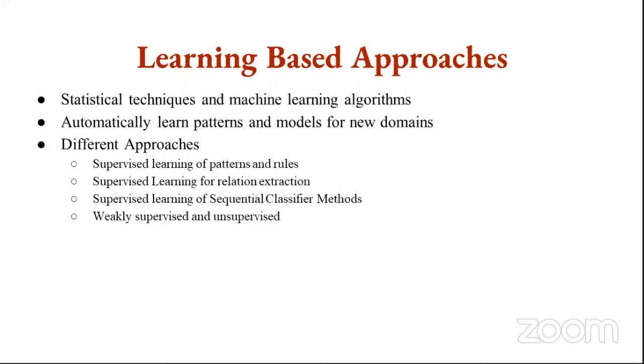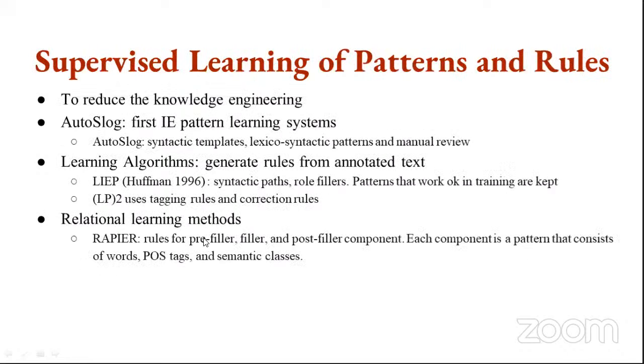So basically, there is supervised learning of patterns and rules. Maybe you can give the pattern rules as the features, and based on the rules, it can easily identify the entities or the relations from the data. Then there is supervised learning for relation extraction. Then supervised learning of sequential classifier methods like CRF, etc. These are sequential classification, so it identifies the entities in a sequence. There are several supervised learning algorithms for the same. And then weakly supervised or unsupervised approaches.